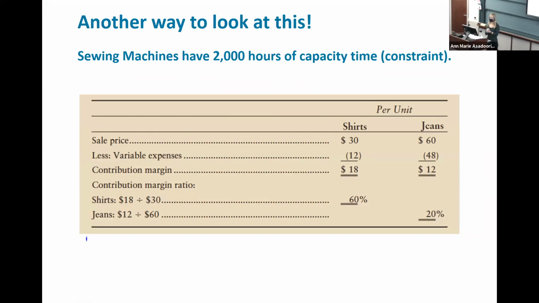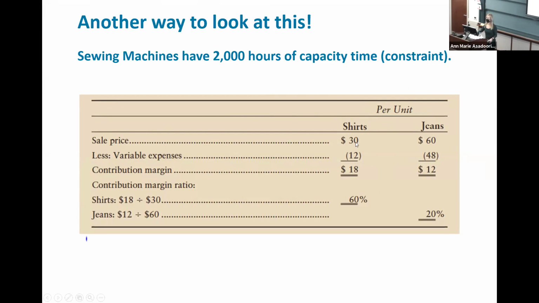This is, I don't remember what company this was, Union Bay. So they make shirts and jeans, right? And again, I have a constraint. Both of these products have to be made on the same sewing machine, and I only have 2,000 hours of capacity time for that sewing machine. So I have back orders for shirts and jeans. How do I decide which one of these products I would want to produce first?